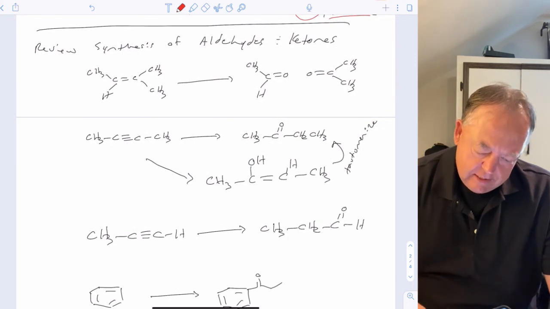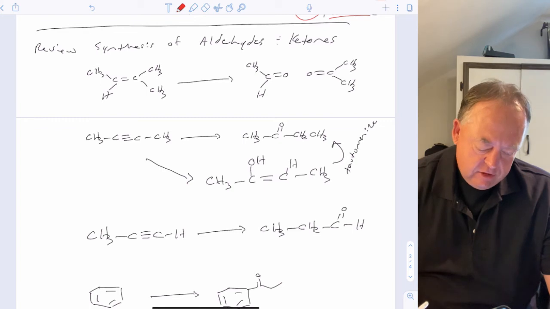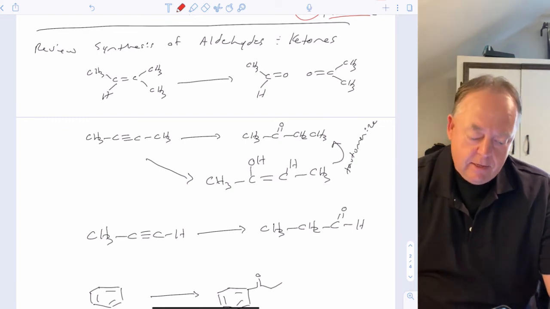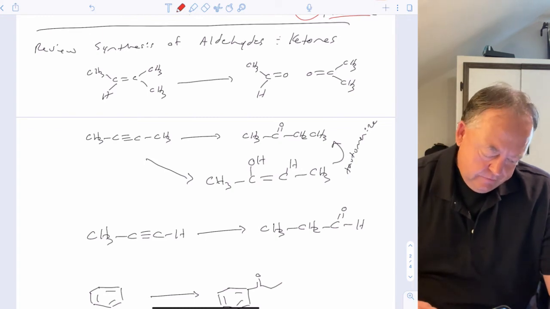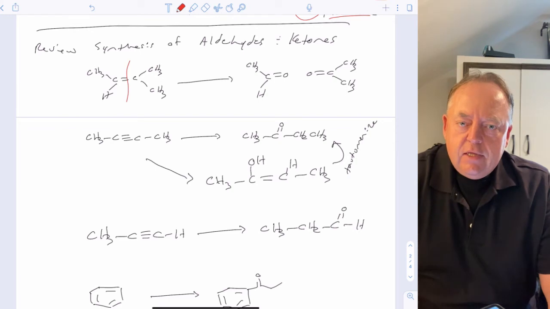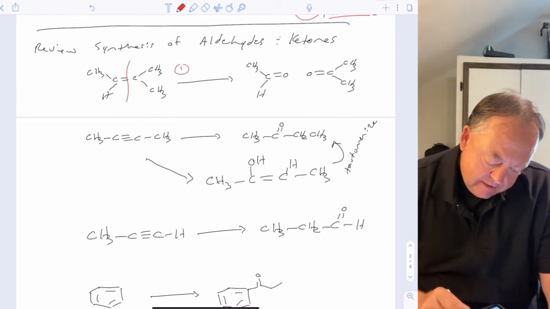Okay, so lastly in this lecture, let's just review the different ways to make aldehydes and ketones, because between organic 1 and organic 2, we've already seen several ways to make aldehydes and ketones. So you can make them from alkenes, if you remember. The reagent, how do you cleave a carbon-carbon double bond? If you remember, that reagent is ozonolysis, ozone.